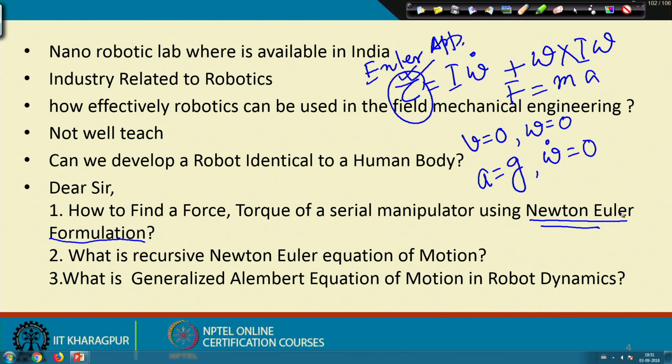But as I told, there are some other methods also, like how to tackle this robot dynamics, but as I told, this is not the advanced course on only dynamics or kinematics and dynamics. So, I did not discuss very purposefully all the approaches available. Now, the next query is what is recursive Newton-Euler equation of motion. So, this I have already discussed a little bit. What is the generalized D'Alembert's equation? I think it will be D'Alembert's equations of motion in robot dynamics.